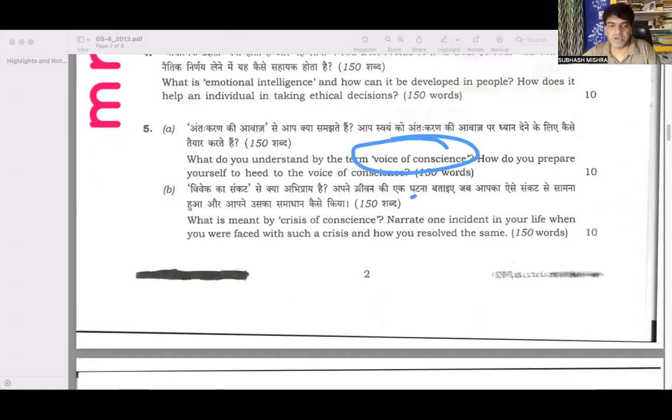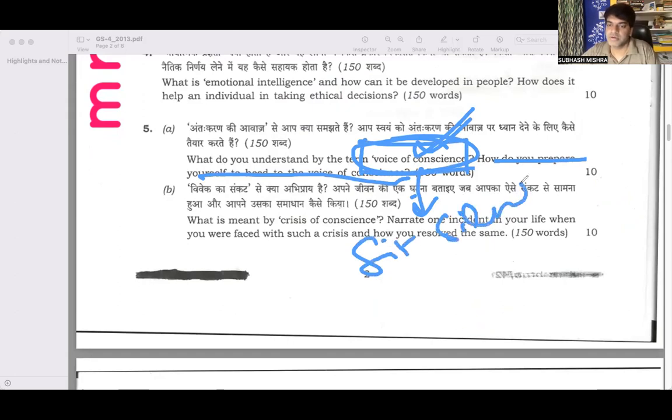How do you prepare yourself to heed the voice of conscience? No need to actually prepare for this. Why? If you know how the voice of conscience works, you will understand that it is developed, not prepared. You sit with yourself, silent. Sometimes you actually detox yourself from social media for some time.